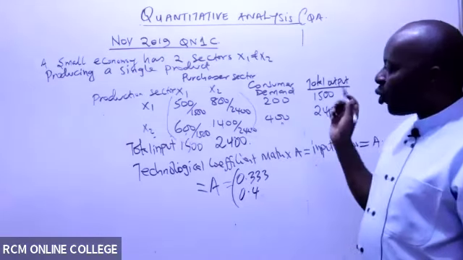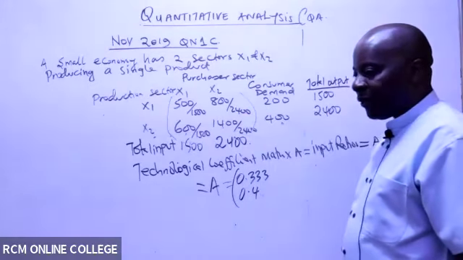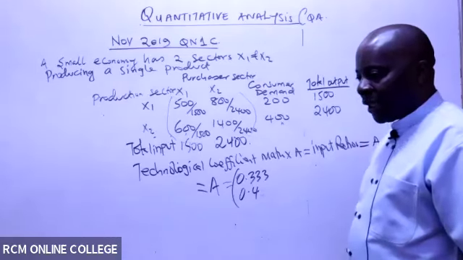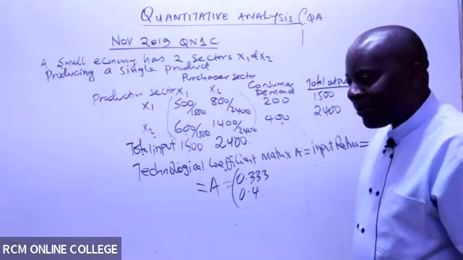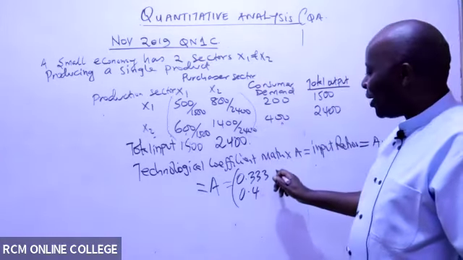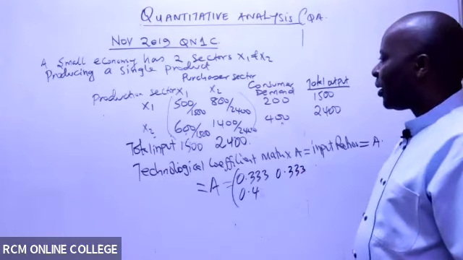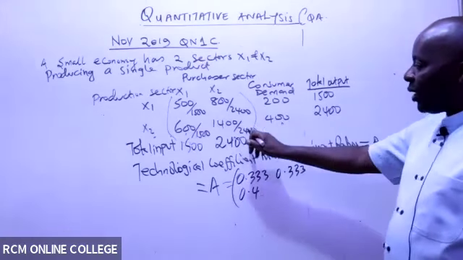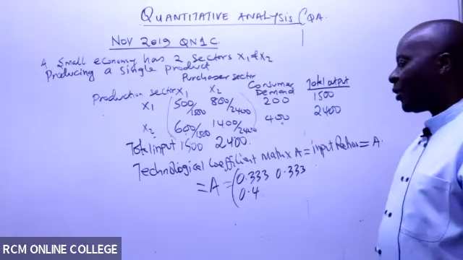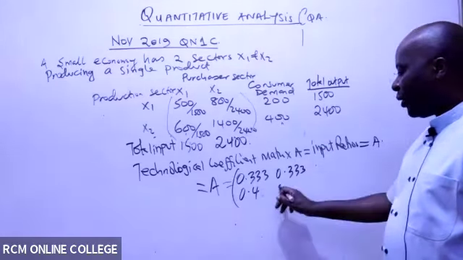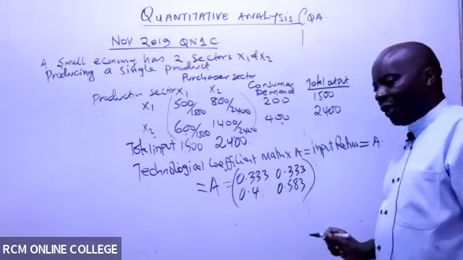Great. We go to column number 2. So in column number 2, we have 800 divided by 2400. Thanks, Collins. Thanks, Ahmed or somebody. The second one, I'm being told, is 0.33 as well. Thank you so much. And then lastly, here we have 1400 over 2400, which is 0.583. So now you have your technological coefficients matrix.